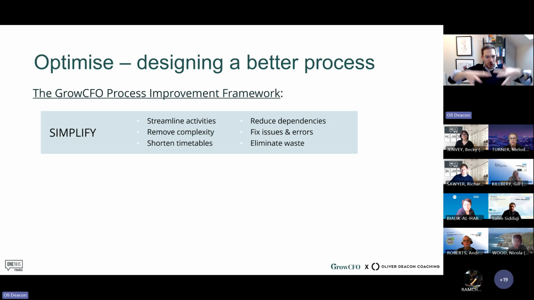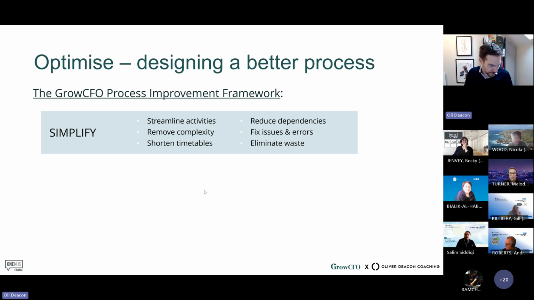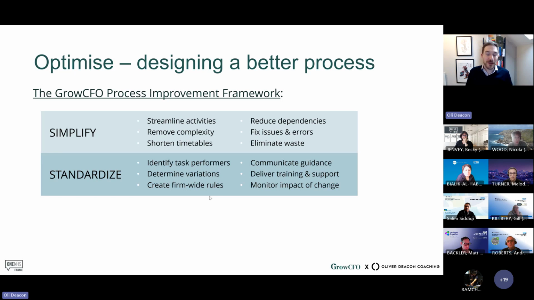As we move across all of our trusts to being as productive and as effective as possible, the first step, the step that we need every single person in our teams to take, is to simplify the process in front of us. The next thing that we do is standardize.